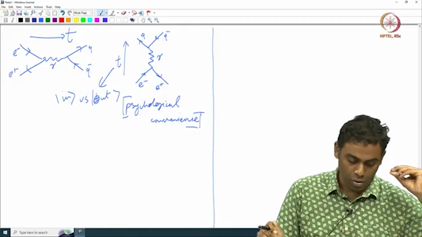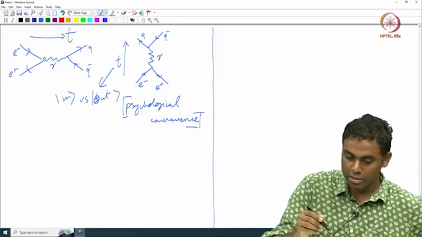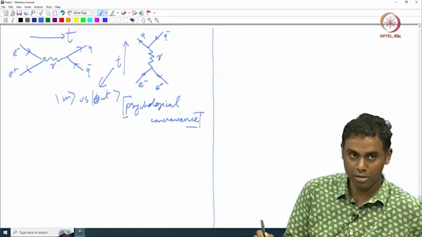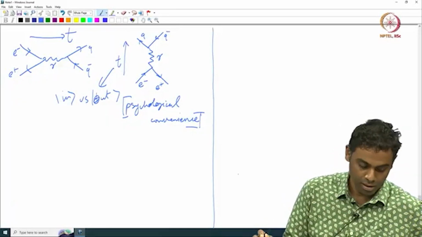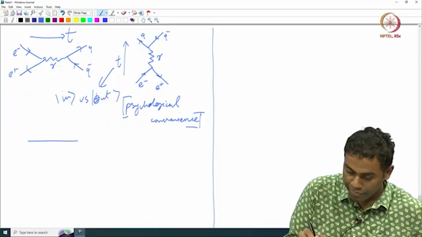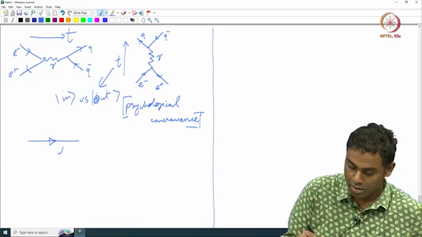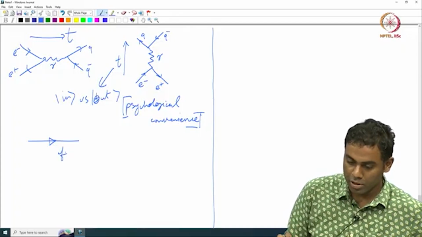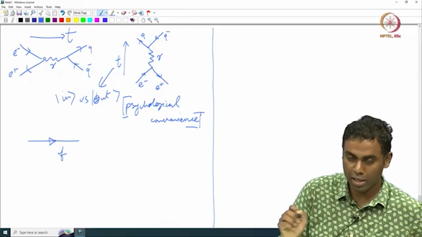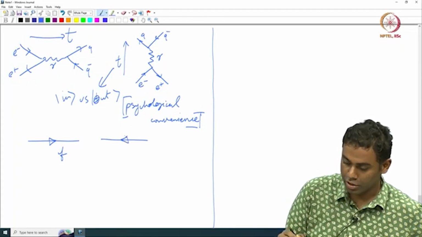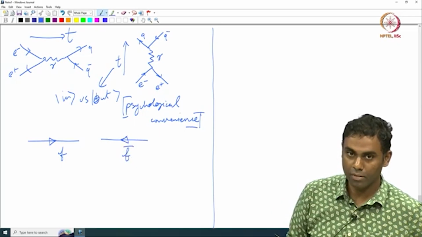Here one other thing I want to add is that this is where the concept of the fermion arrow comes in. So for a fermion I said there is an arrow, and you would have noticed that whenever I drew a positron or an antiquark, I was putting the arrow in the other direction on the line, correct.